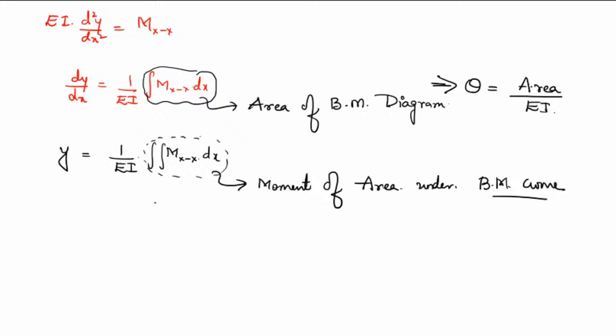And for deflection, we can write y is equal to area into x bar divided by EI, where x bar is the centroidal coordinate. This is what we can write for the Mohr moment area method. For a cantilever beam, I will recommend using this method.